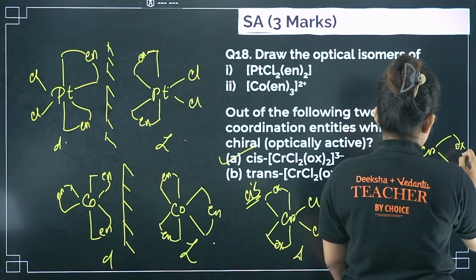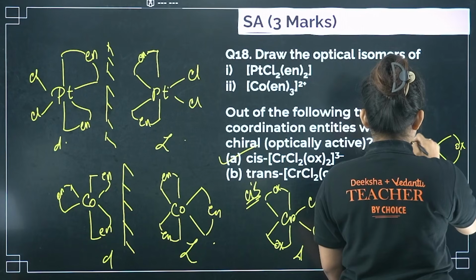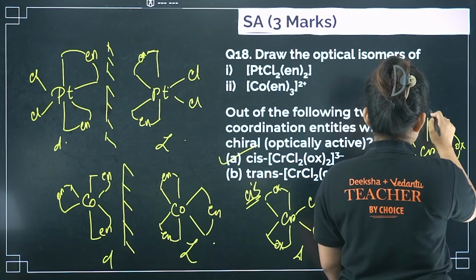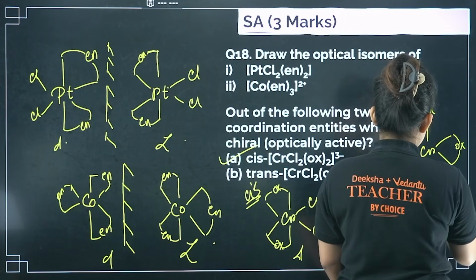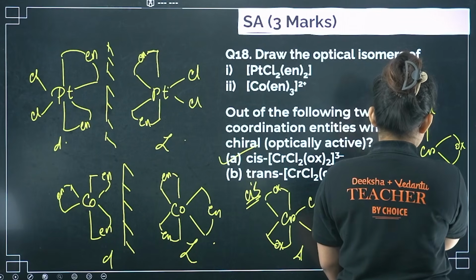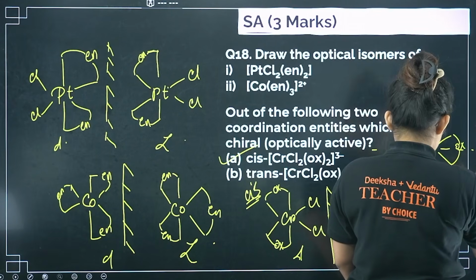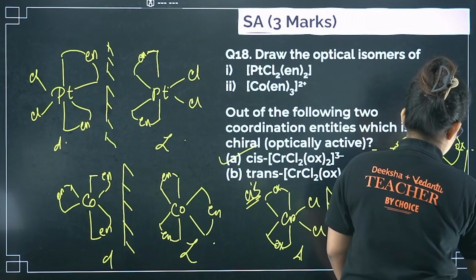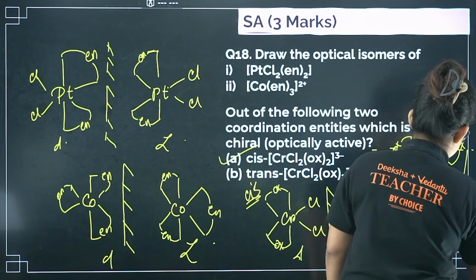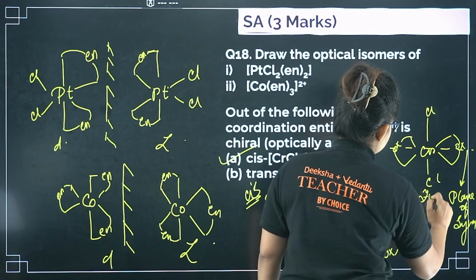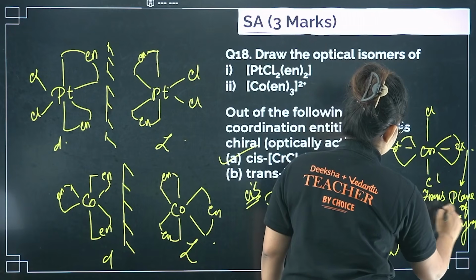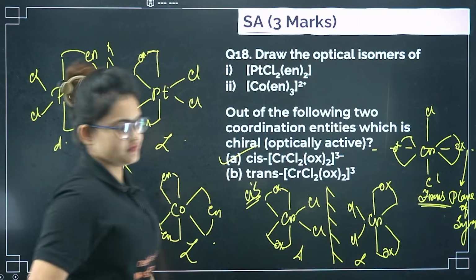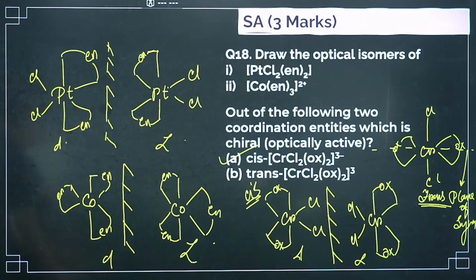Here, let's say in the plane oxalate is there, and above I am having chlorine. So here you can see this is the plane of symmetry. As a result, this is your trans, right? Trans is not optically active. Okay, this is not optically active. I guess this is clear to you. Let's proceed further.